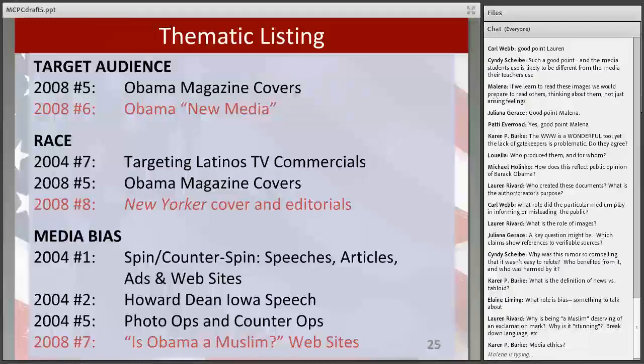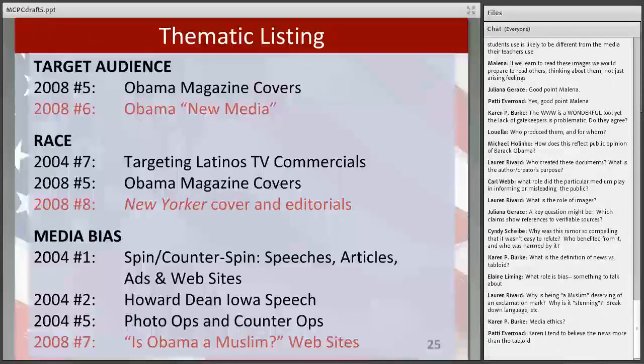I want to note that each of the prior three document sets that we showed are available in the 2008 presidential campaign collection. Again, all free and available to you. And there's a thematic listing at the beginning of this that you might want to take a look at. We're just showing here documents from 2008, but the actual thematic listings themselves go back to 1800.